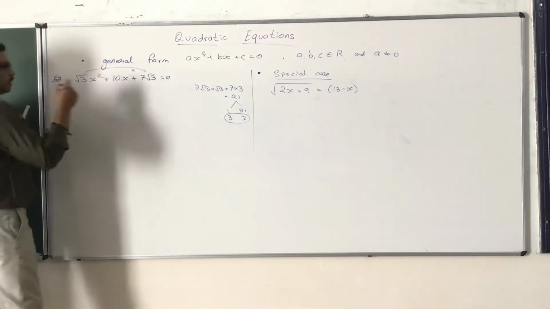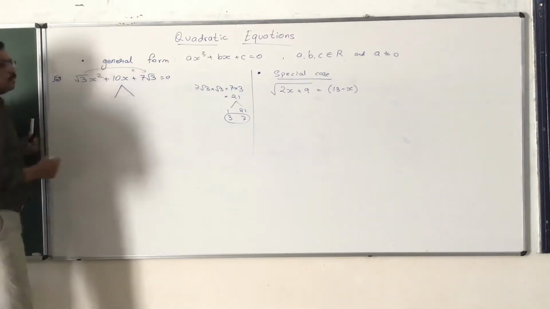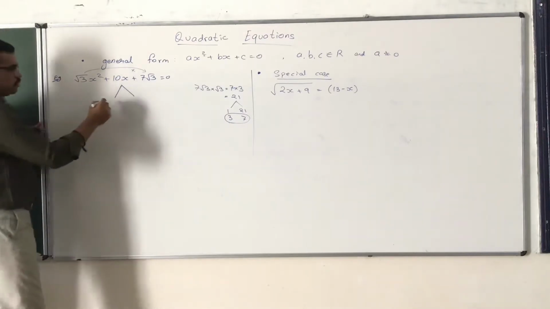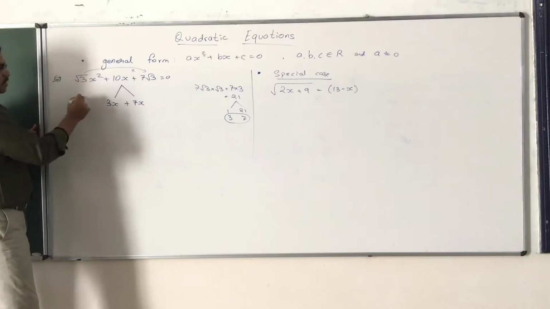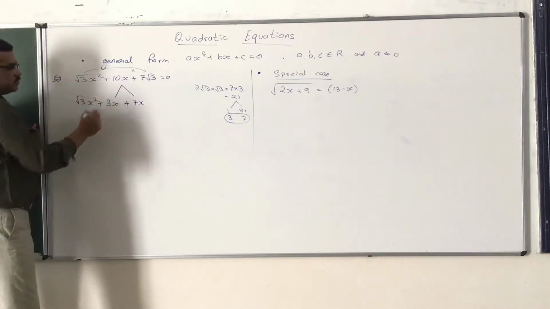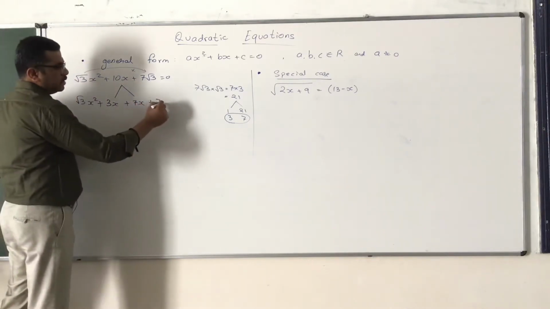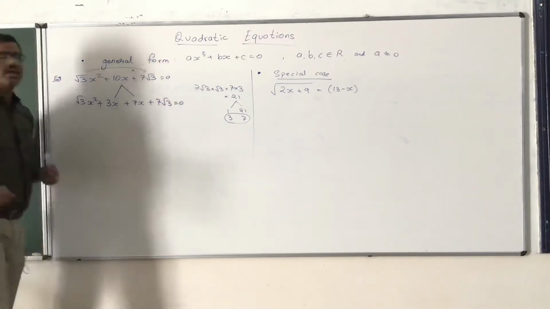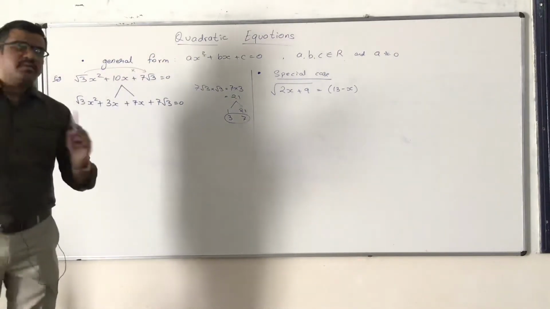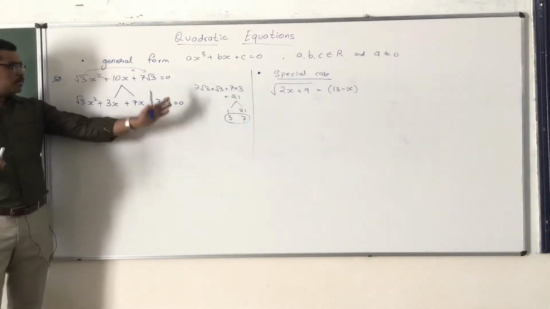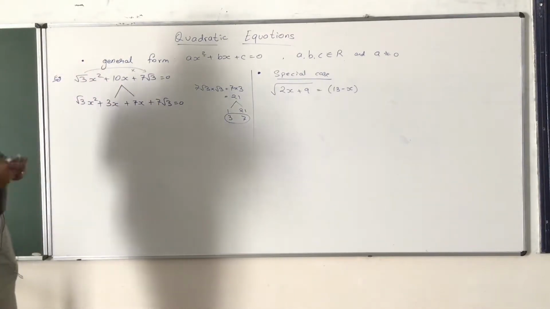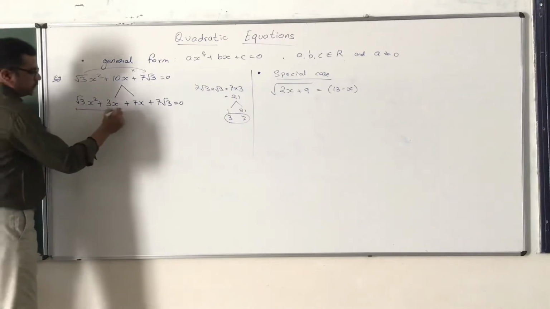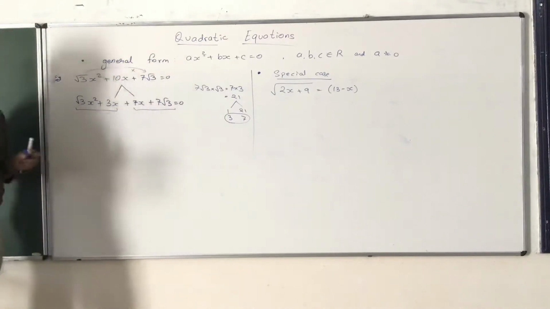So we just split the middle term 10x into 3x and 7x, keeping the first term 3x squared as it is and the last term 7 root 3 as it is. We follow the same method of splitting the middle term, though the numbers are looking a little bit different. Now we make groups and take out common.